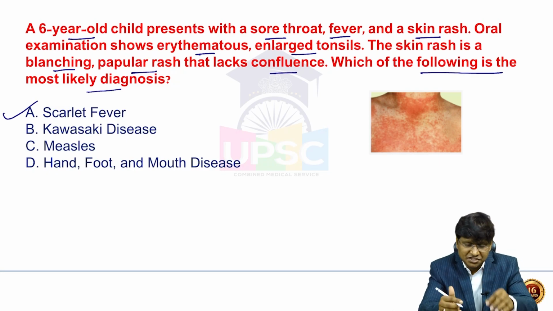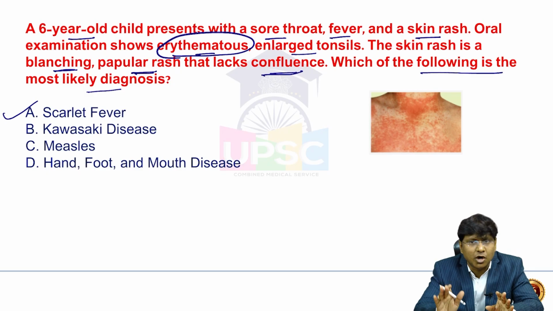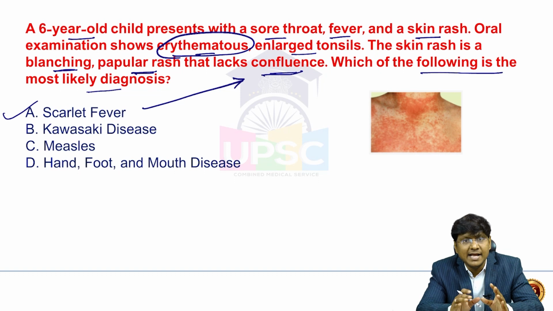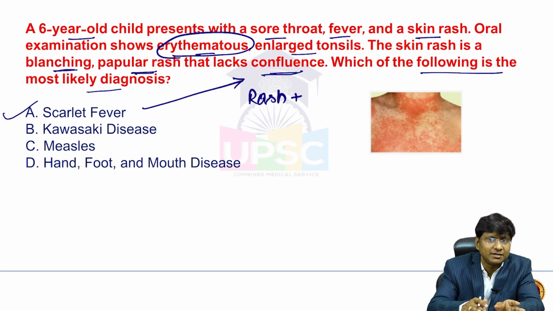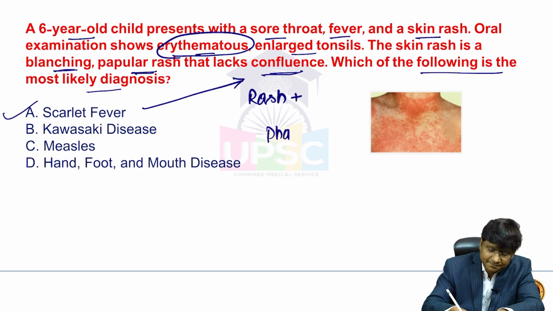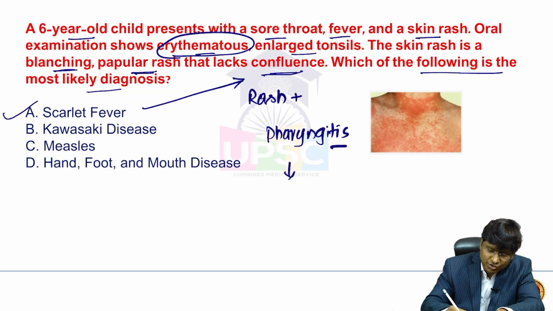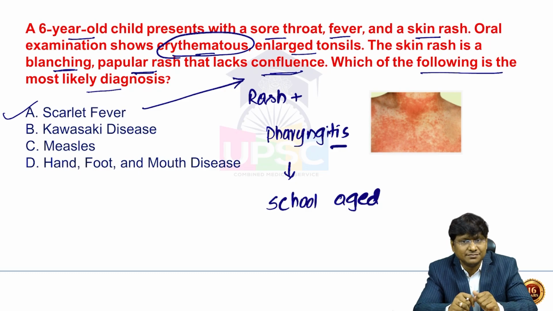Okay, so the rash which has been described in the clinical scenario, that is erythematous rash, which is like a blanching papular rash that lacks confluence, is very much suggestive of the rash of scarlet fever, right? And the rash in scarlet fever is usually associated with bacterial pharyngitis. And scarlet fever is usually observed in school aged children as well as adolescent children, right?